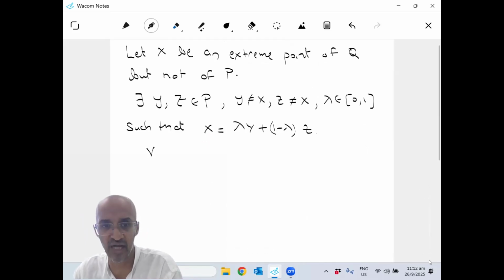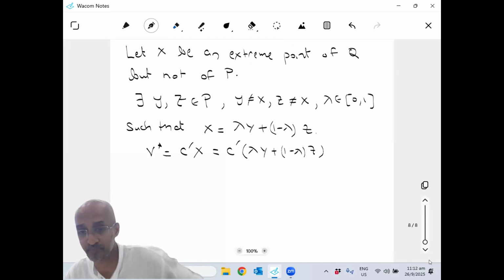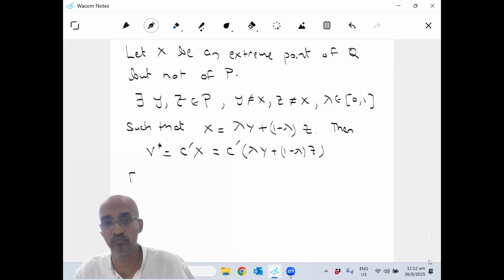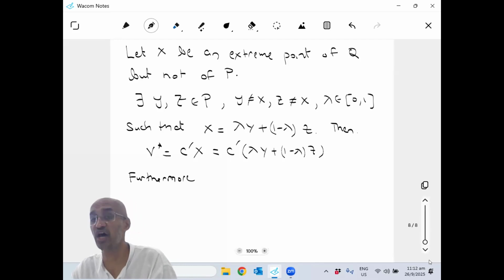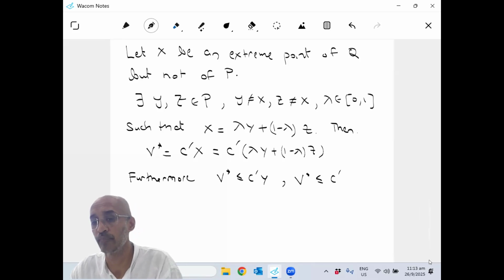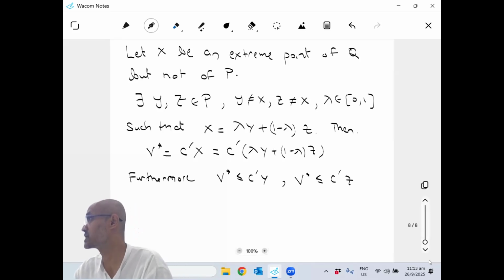Because X lies in Q, V star is equal to C transpose X, which is C transpose of lambda Y plus (1 minus lambda) Z. Furthermore, because Y and Z lie in the set and V star was the optimal value, V star has to be less than or equal to C transpose Y, and V star has to be less than or equal to C transpose Z. These are feasible points in the polyhedron P, so V star is a lower bound on the objective function evaluated at these two points.